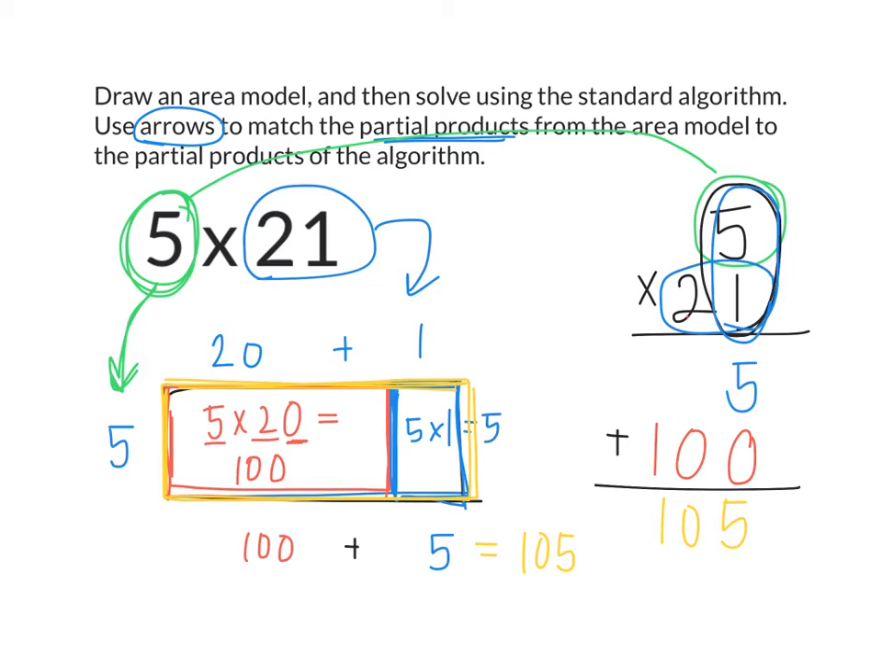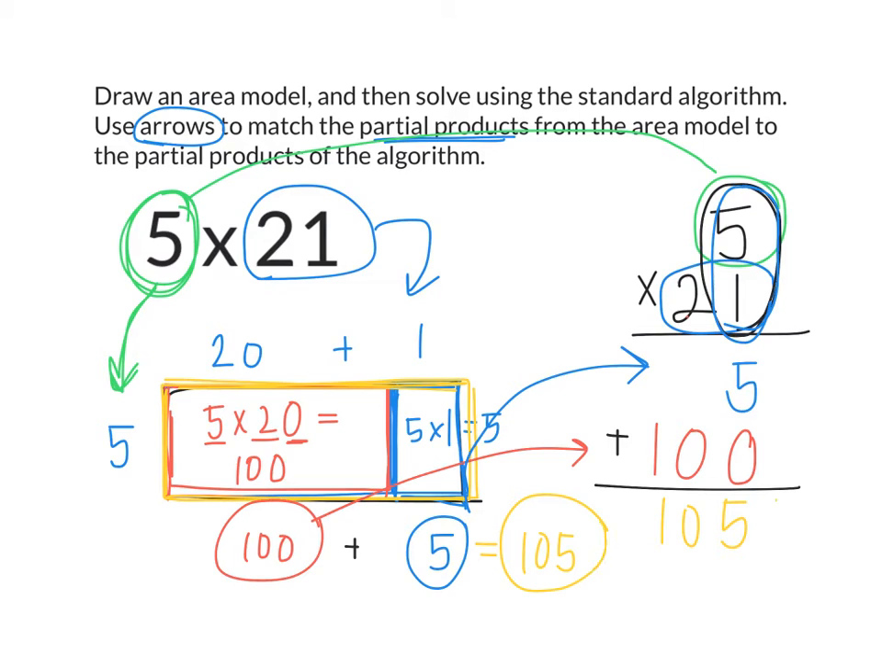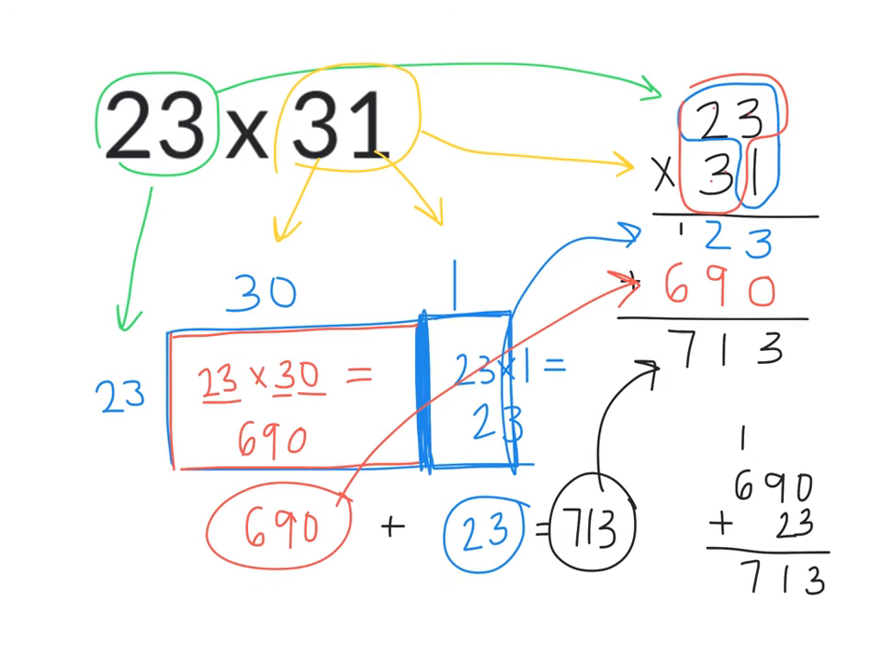Let's draw arrows to show where the partial products match up. Here's 100. There's 100. Here's 5. There's 5. Here's my total product. There's my total product. Do you see how every part of the area model matches up with one part of the standard algorithm? Yeah. Very nice.